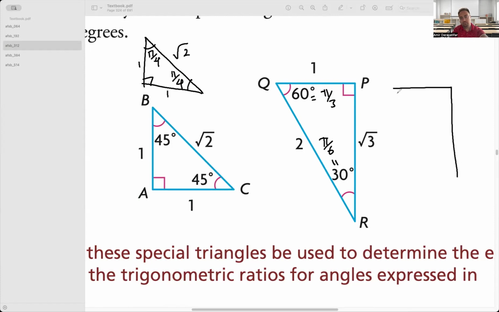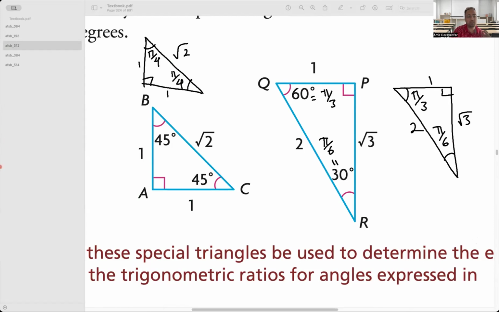So this is 90 degrees here. 60 degrees is pi over 3. 30 degrees equals pi over 6 radians. So this is 1, root 3, and 2. Okay. These are the two special triangles that we're going to be dealing with a lot.